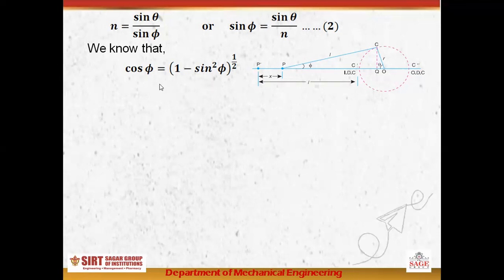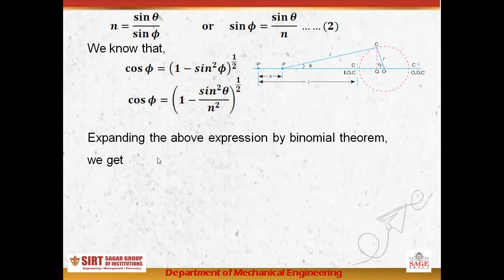For substituting the value of the square root of (1 minus sin square phi) in equation number 1, first of all we have to calculate its value from this equation. Cos phi is equal to (1 minus sin square theta upon n square) raised to power 1 by 2, because we have to substitute the value of sin phi, that is sin theta upon n, in this equation.